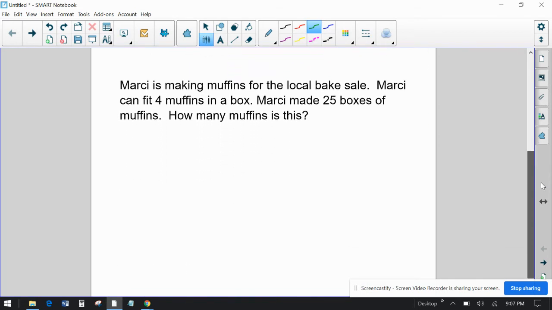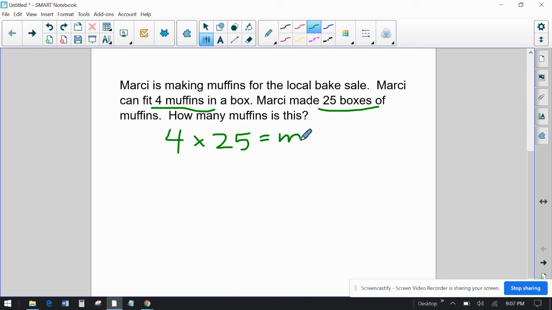Marcy is making muffins for the local bake sale. Marcy can fit 4 muffins in a box. Marcy made 25 boxes of muffins. How many muffins is this? Well, 4 muffins per box, and there's 25 boxes. So for every single one of these boxes, there's 4 muffins. So I know that that is 4 muffins times the 25 boxes, and I guess we'll do M also for muffins. See how many muffins there are. So let's set her up.